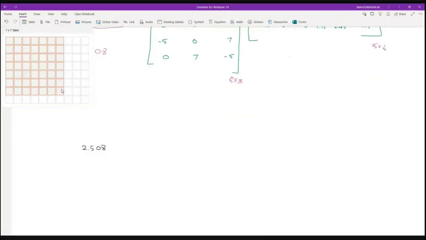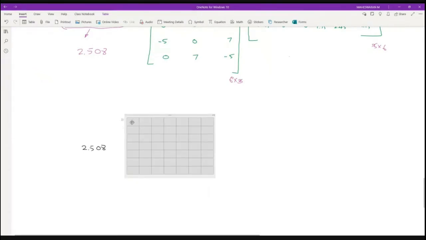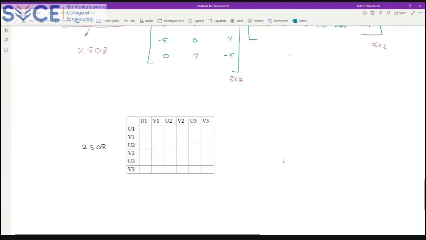2.508 is my common term. Let me go for a 7 cross 7 table. I will just type the values so that it will be easy for me. U1, V1, similarly U2, V2, U3, and V3. So these are my terms. Similarly here also, this is U1, V1, U2, V2, U3, and V3. So this is my plot.